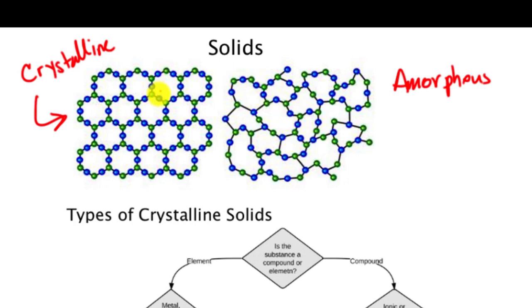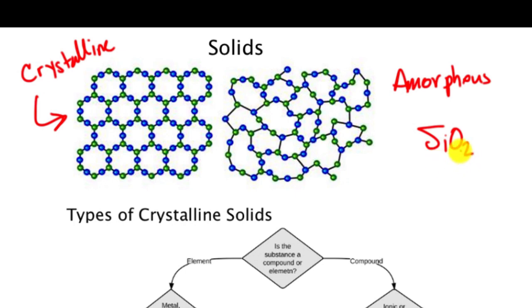A very good example of the difference between the crystalline and amorphous solid would be sand and glass. Sand takes on the crystalline structure, where the sand particles, the silicon dioxide that's in there, create this really nice arrangement that repeats itself over and over throughout the structure. Well, that would be the crystalline structure.